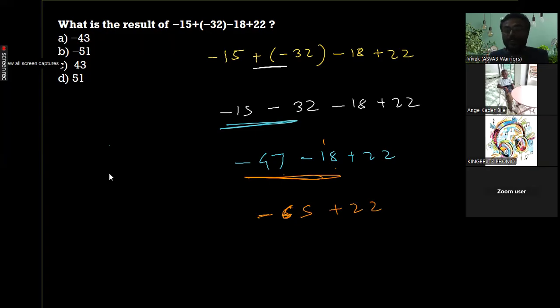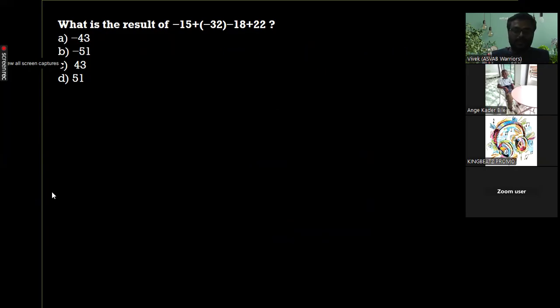Now, different signs. Subtract first. First you need to subtract. 5 minus 2, 3. 6 minus 2, 4. And take the sign of the larger number. So negative 43 is your answer. Easy peasy, lemon squeezy. Now I want you to solve the next question, guys.